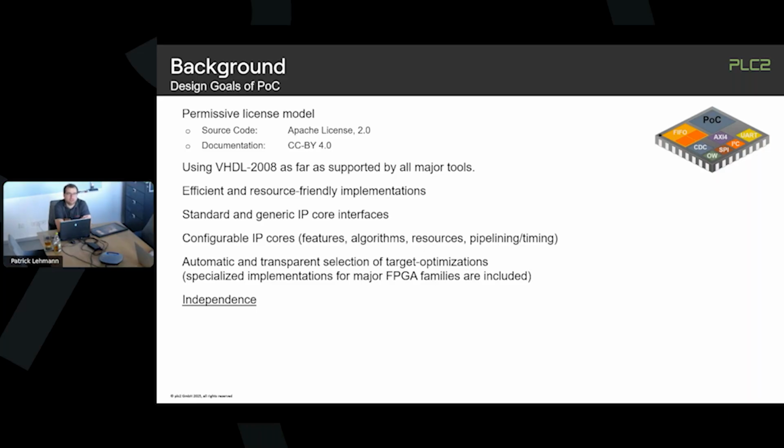The documentation is a Creative Commons license CC BY 4.0, which is an equivalent for documentations and for text, similar to the Apache 2 model, saying you're using it and you need to give attribution. That means who is the author of the documentation. That's it. The library itself is then mainly using VHDL 2008 because it's supported by almost all tools.